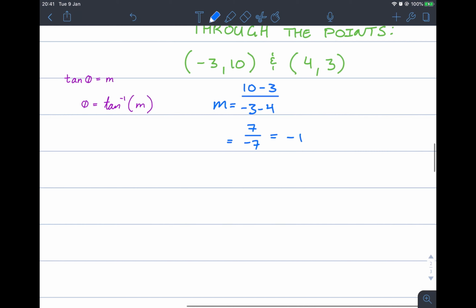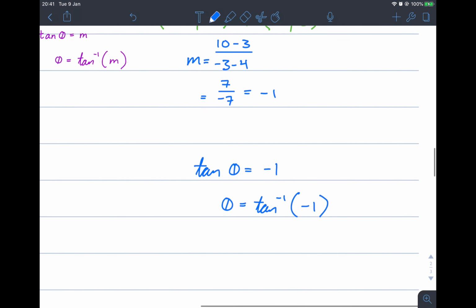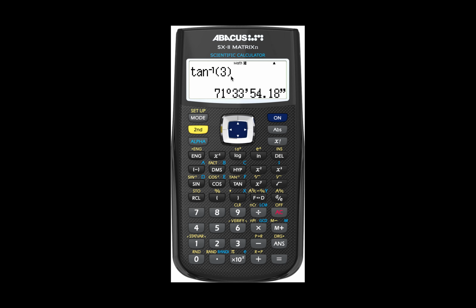So since we have the gradient, we can now write this relationship between tan. So we get tan theta is equal to the gradient of negative 1. Theta is equal to the inverse tangent of -1. Typing this into our calculator, take the inverse shift tangent of -1, equals, we get -45 degrees.